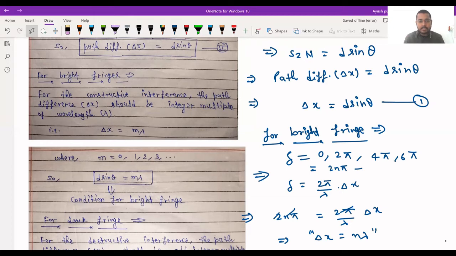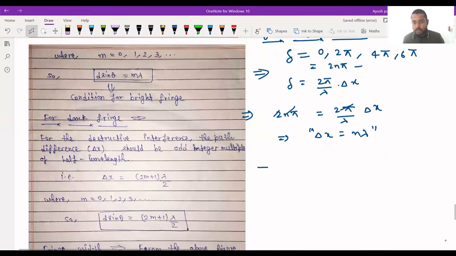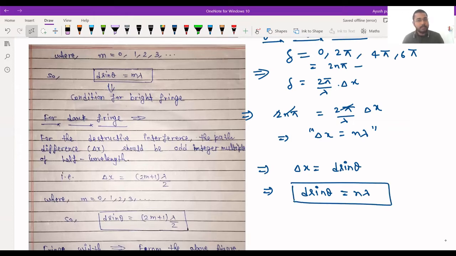All these terms mean that we are getting maximum intensity. So for the bright fringe, delta x is equal to m lambda, and from equation 1 we know that delta x is equal to d sine theta, right? So we can clearly write d sine theta is equal to n lambda.